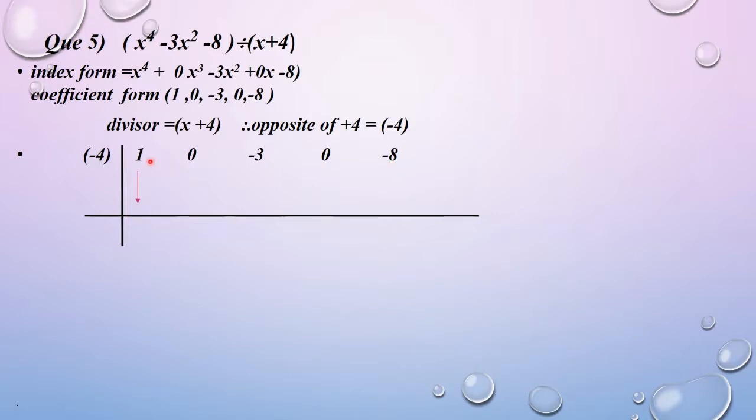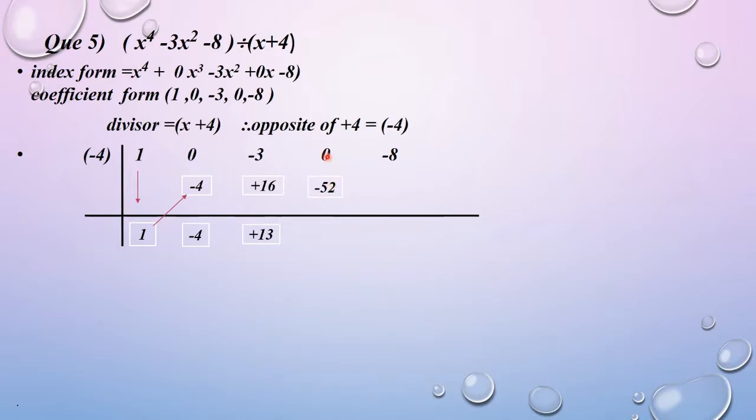Now, as the rule, we will write 1 in the third row. Multiplying minus 4 and 1, we get minus 4, which will be written below the next number 0. 0 and minus 4 added up, we will get minus 4. Minus 4 multiplied by minus 4, we get plus 16. Minus 3 and plus 16, we get plus 13. Minus 4 and plus 13 multiplied, we get minus 52.